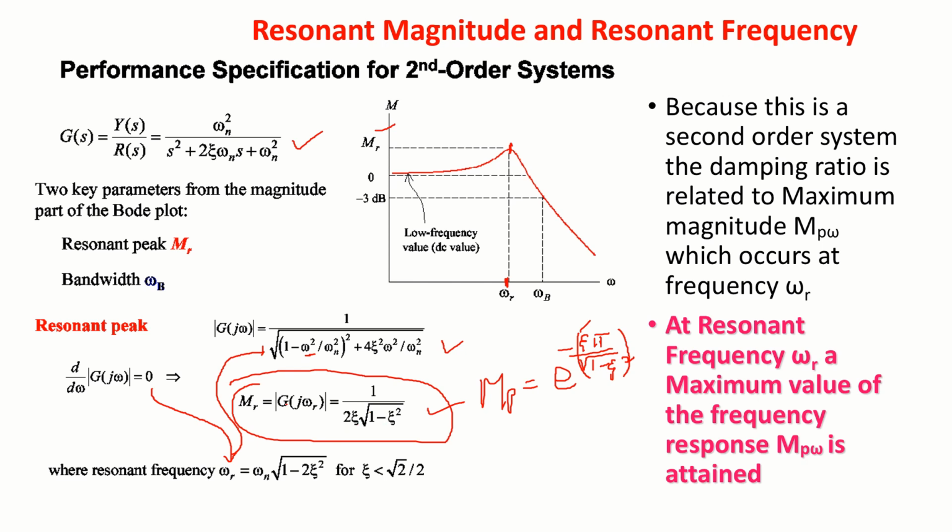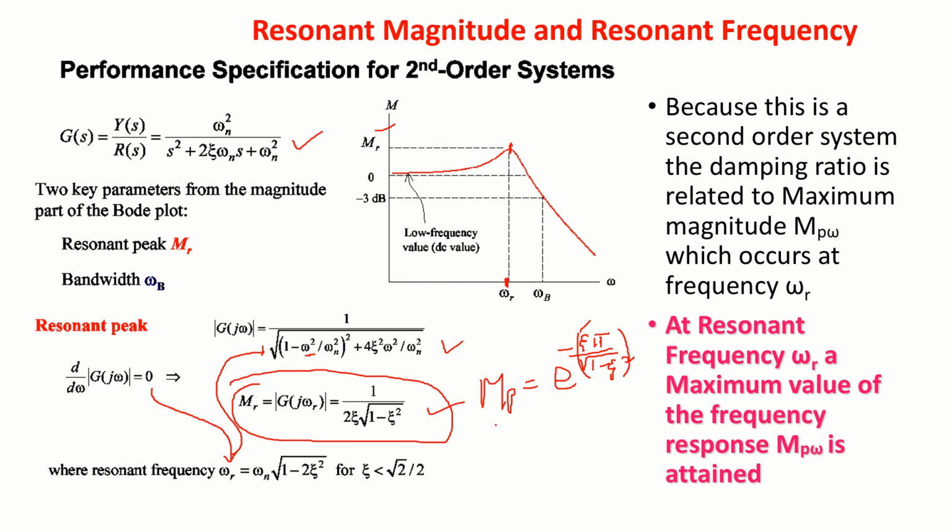Here zeta is large, which means again the resonant peak is also small. So the resonant peak and peak magnitude depend on the zeta value. If the zeta value is low, the resonant peak is high. If the zeta value is high, the resonant peak or peak overshoot will be less.